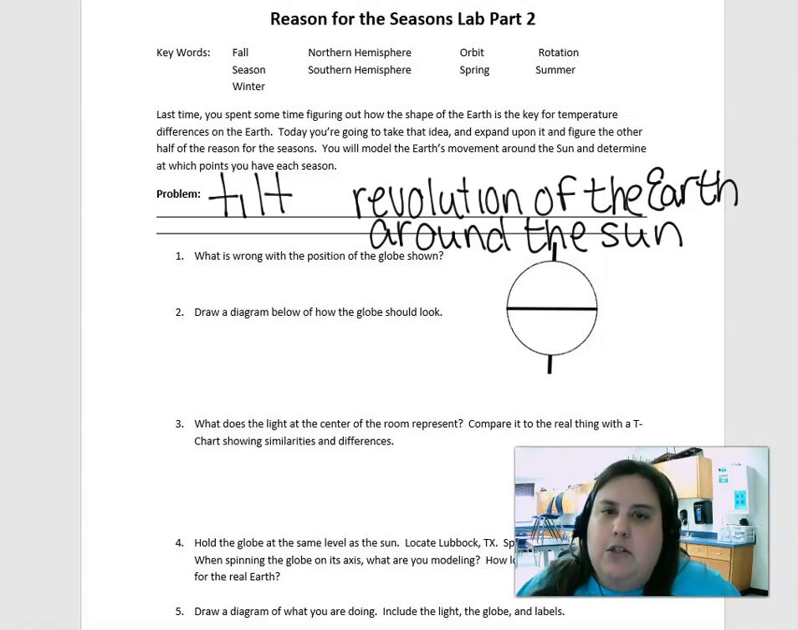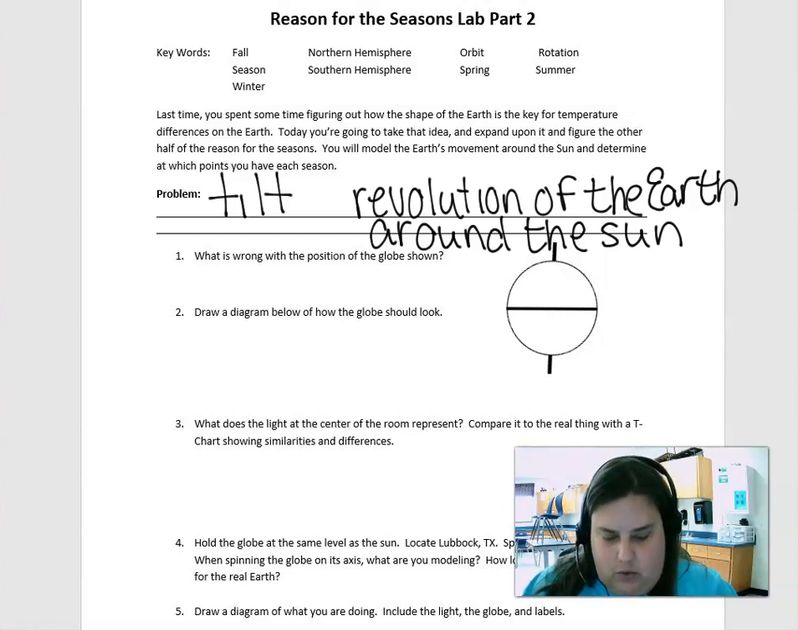Okay, so now let's look at our lab paper, and you're going to fill a lot of this out based on the video that you just watched, but I'm going to do a couple of these problems with you. And so the first question asks, what is wrong with the position of the globe? And so the problem is that the globe is not tilted. We know that for seasons to occur, the globe has to have a tilt to it.